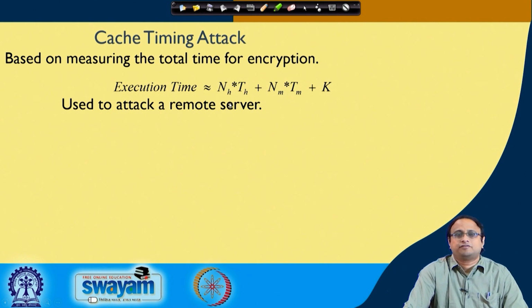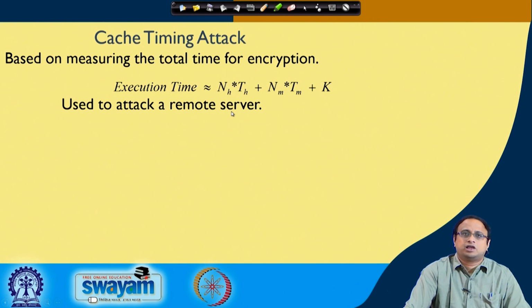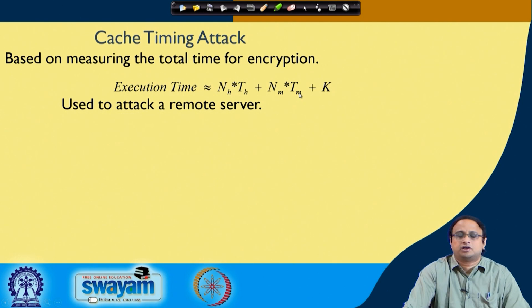This is again straight from the textbook. We remember that if I ask you what the execution time of a bunch of instructions is, our textbook tells us that if the access time for the cache memory on a hit is th, and the access time when there is a miss is tm, and the number of hits is nh and the number of misses is nm, then the total execution time is obtained by multiplying nh with th, and adding nm times tm, plus some noise k. This k stands for something which I am not able to exactly model.